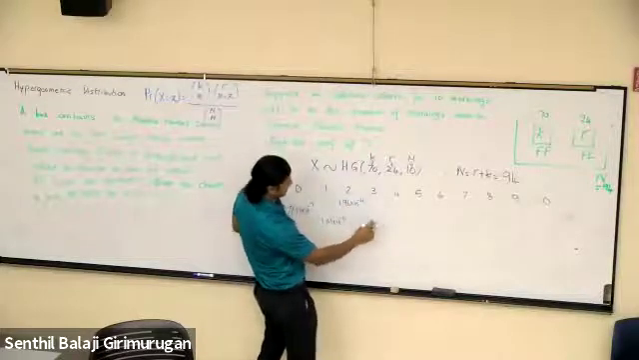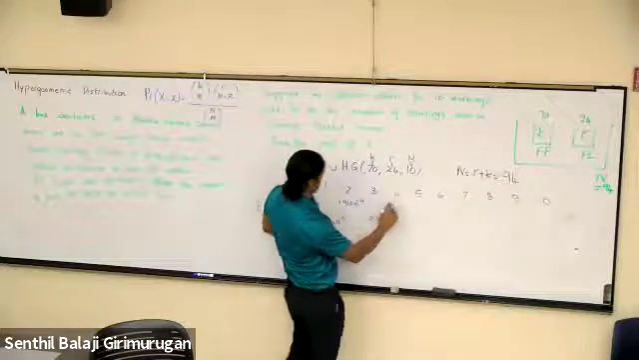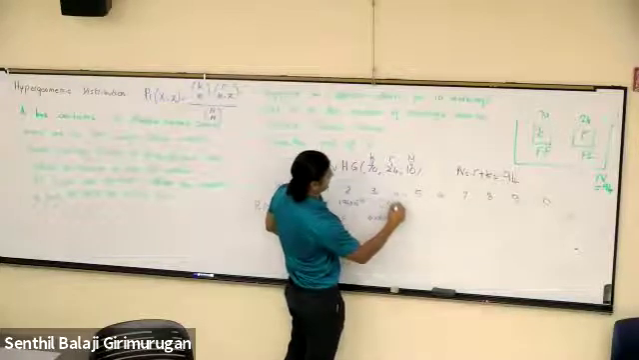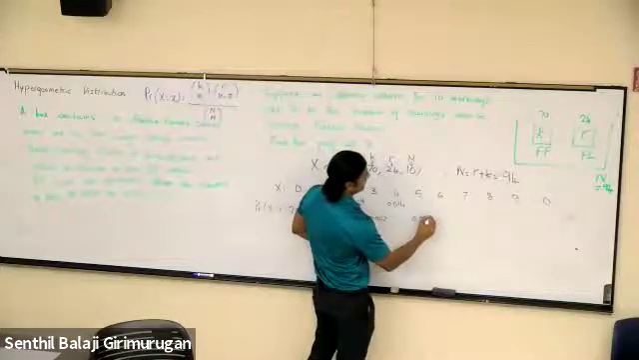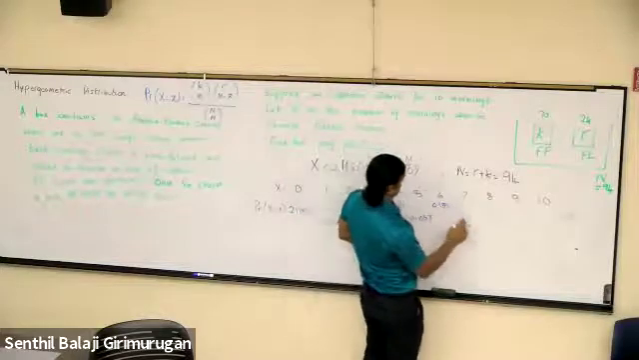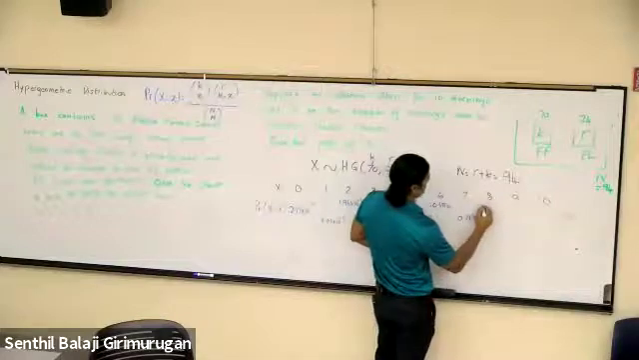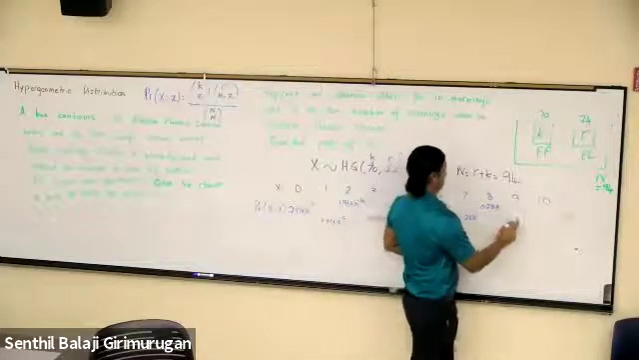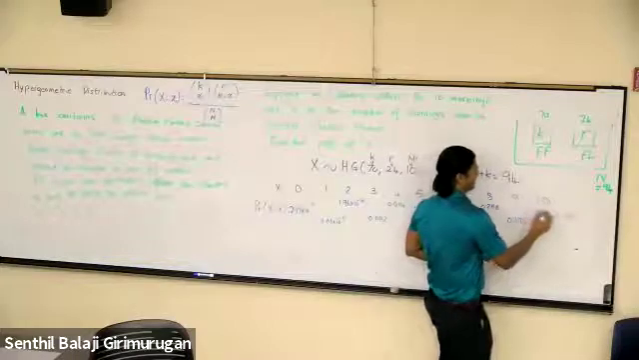Okay, next one. 0.002. Next one. 0.014. Next. 0.057. Next. 0.154. Next. 0.268. Next. 0.288. Next. 0.173. Next. 0.044.